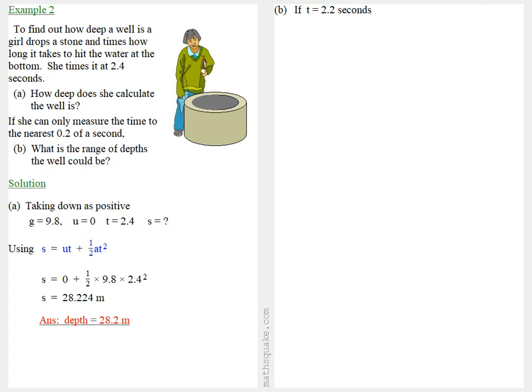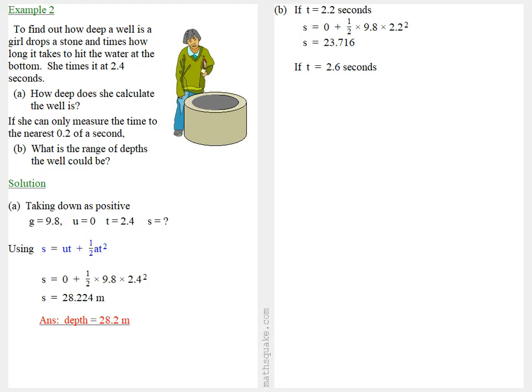Well, if she can measure the time only to the nearest 0.2 seconds, the minimum time could be 2.2 seconds, in which case s is equal to 0 plus a half times 9.8 times 2.2 squared, which turns out to be s is equal to 23.716.